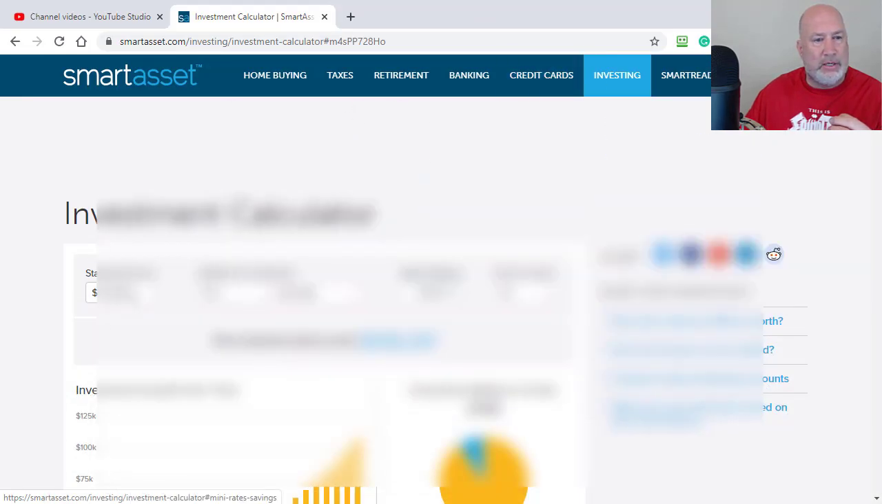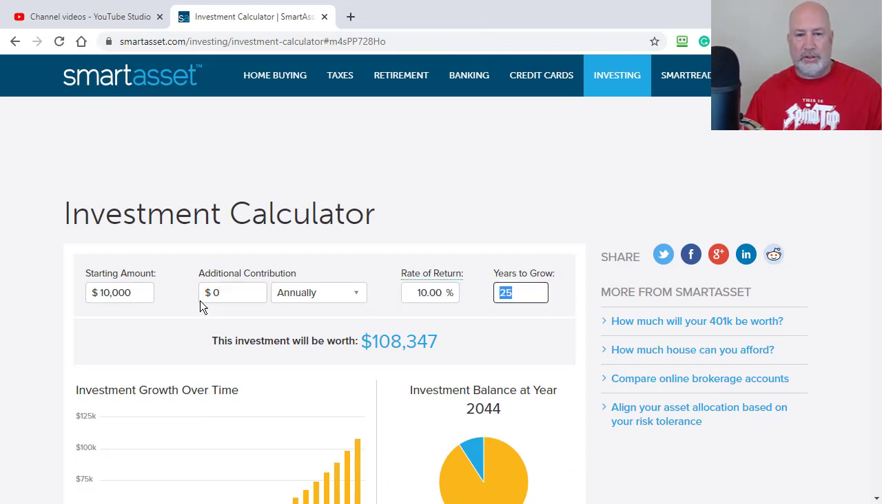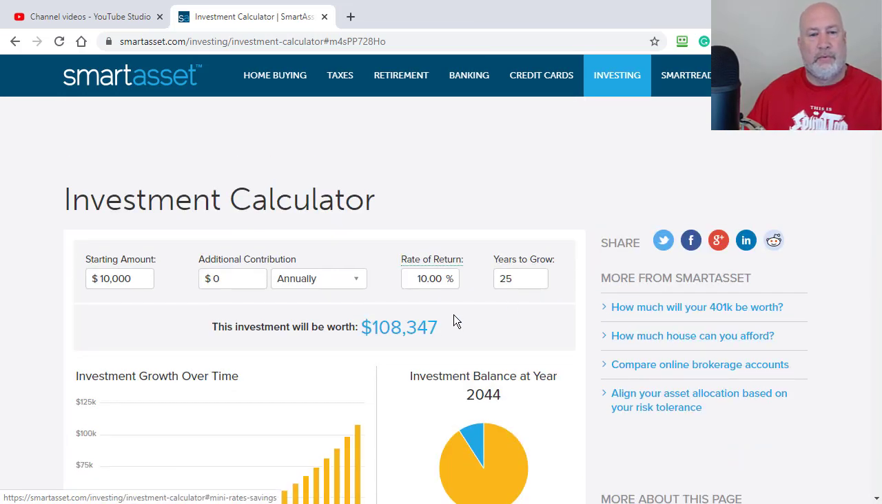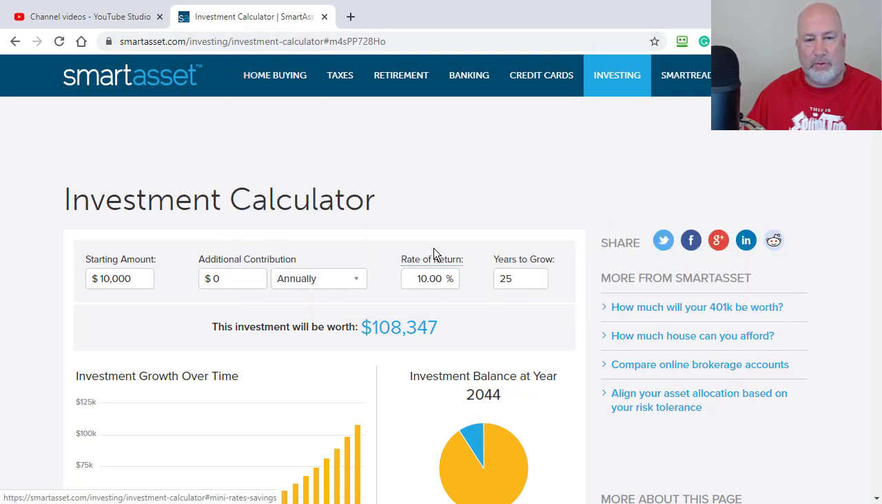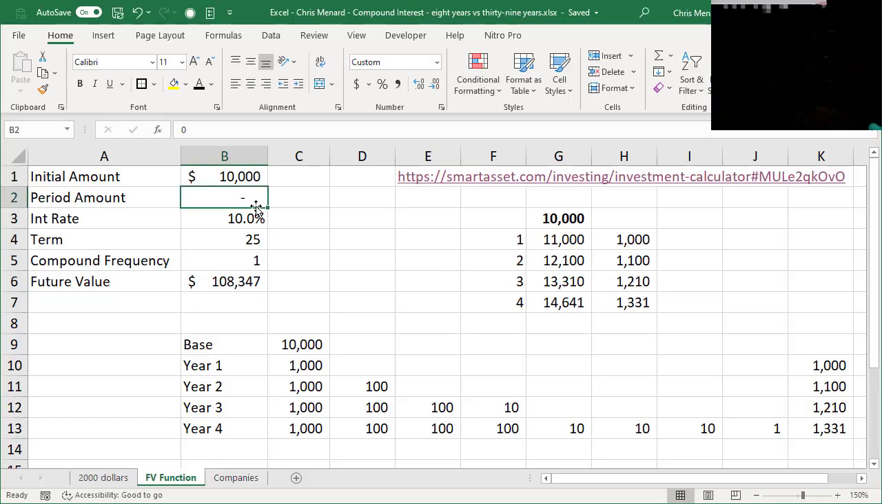Here we go. $10,000. Additional contributions are zero. Annually, 10%, 25 years, $108,347. I'll put a link to this calculator. I'm not affiliated with these people, but the calculator definitely works. Last example on future value.